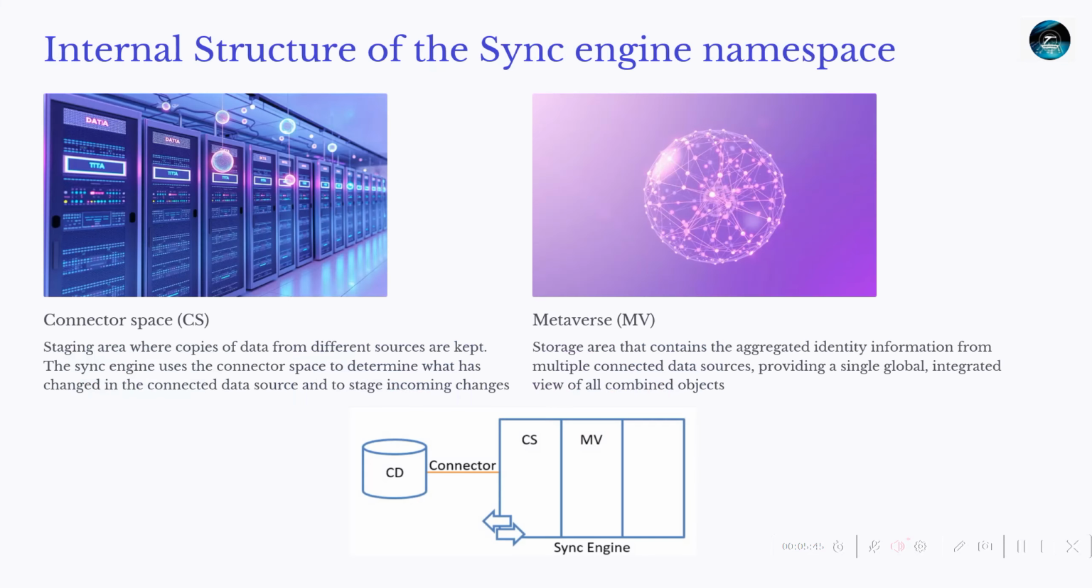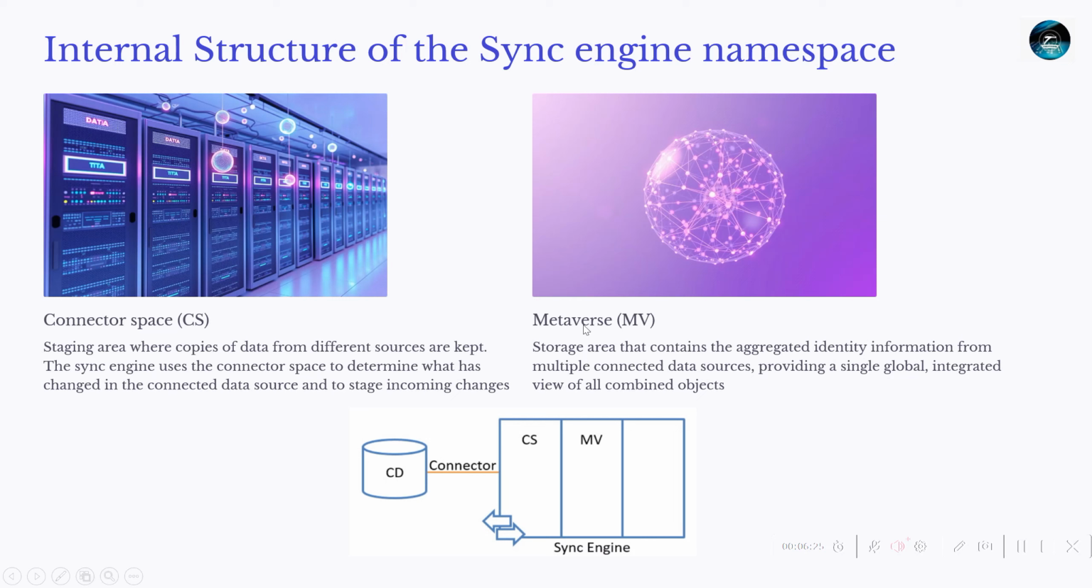Moving on, let's see the internal structure of the Sync Engine namespace. First is the connector space. The connector space is like a staging area where copies of data from different sources are kept. It's like a waiting room which the Sync Engine uses to see what has changed in the data sources and prepare for new changes. The Sync Engine also uses the connector space to stage outgoing changes for export to the connected data source. Each connector has its own waiting room. Additionally, the Sync Engine keeps track of all staged data and checks if new data has already been synchronized when it arrives.